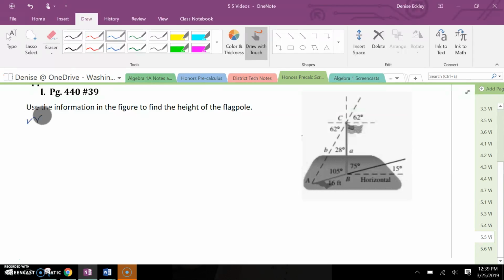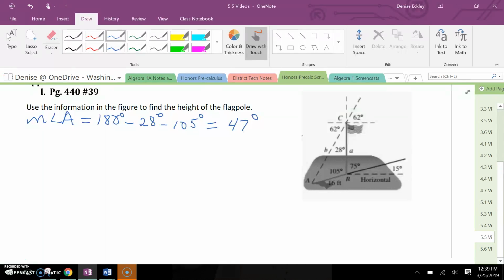So the measure of angle A is going to be 180 minus the 28 degrees made at the top of the triangle near the flag itself, minus the angle made with the ground and the flagpole, which is 105 degrees. And so when we subtract those two angles from 180 degrees, we get an angle measure of 47 degrees. And we know it's not going to be ambiguous because we have angle, angle, side.